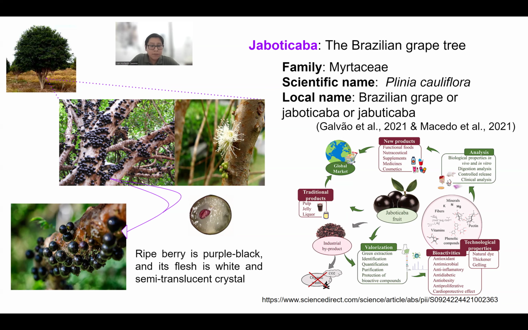The fruit has a peel that is purple black. Guilherme, continue, please. The fruit is consumed by eating the ripe fruit pulp. It's also used for making jam and liquor.